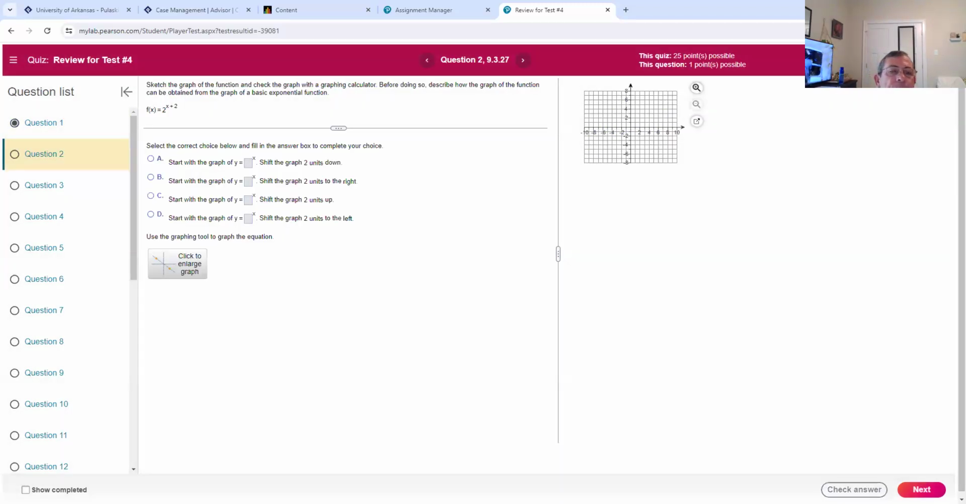All right, so now this one, we got to tell what move it is and then graph it. So let me pull my chat up and I'll let y'all sort of answer some of these. So we know what the base is. The base is 2. But what I want to know is, you got an x plus 2 up there. What's that plus 2 doing to my graph? Would y'all say move it up 2, down 2, left 2, or right 2?